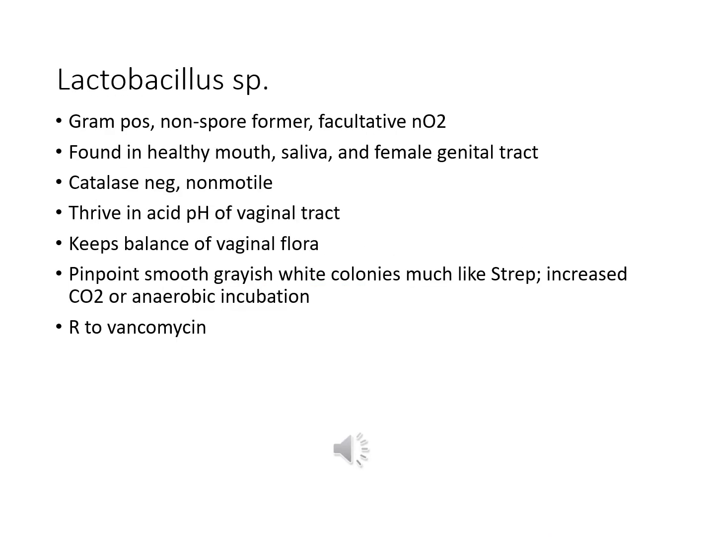Lactobacillus is a gram-positive, non-spore forming facultative anaerobe. It is found in a healthy mouth, saliva, and Lactobacillus can also be found in the female genital tract. It's catalase negative and non-motile. It does thrive in the acid pH of the vaginal tract, and it has a purpose there, so it actually helps to keep balance of the vaginal normal flora. Colonies will be a pinpoint, smooth, grayish-white colony, so it'll look kind of like a strep. It does grow better in increased carbon dioxide or anaerobic, and it is typically resistant to vancomycin.